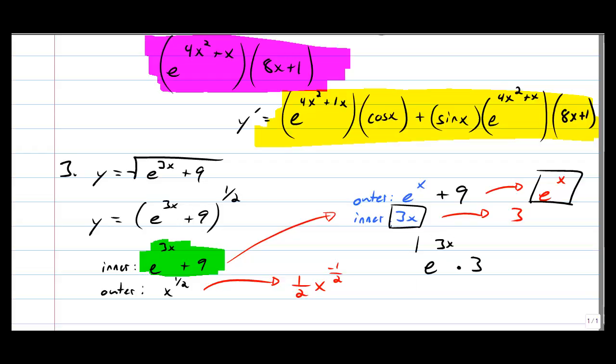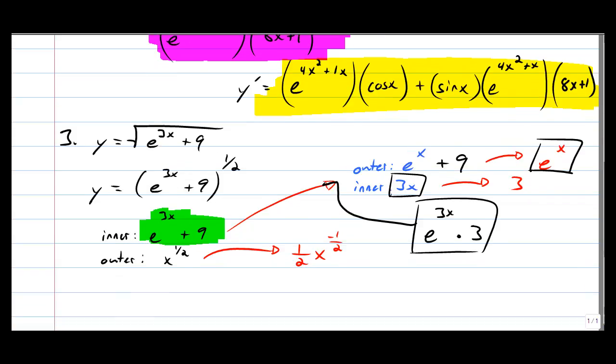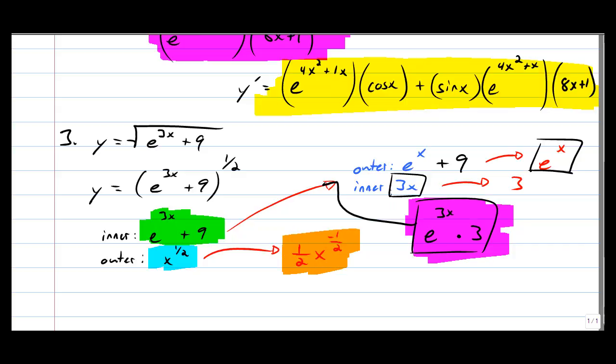So this stuff right here, it's going to get connected. That's the derivative of that inner function, e to the 3x times 3. Okay, so I got a few pieces I'm working with, 4 actually. I've got the green, I've got the blue, I've got the purple, and I've got the orange.